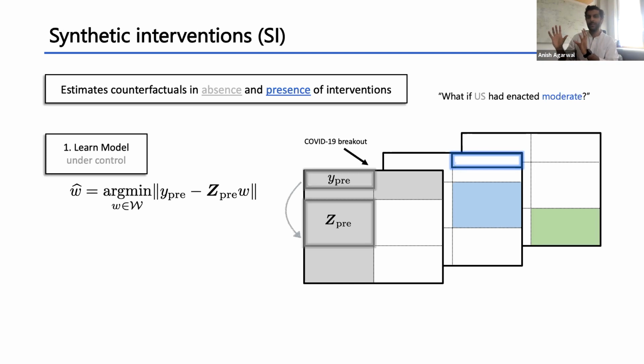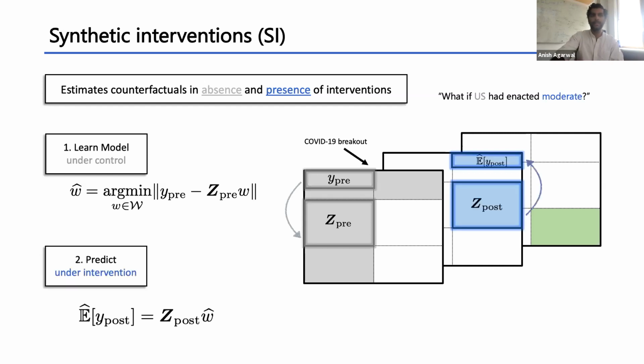So we look at the countries that go under the blue intervention and the post-intervention, look at the pre-intervention data, and that's going to be called Z pre. Y pre represents the pre-intervention data of the US. We learn a linear model between Y pre and Z pre, call that W hat.